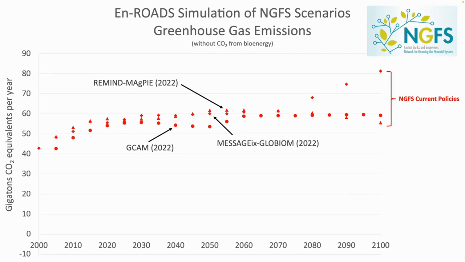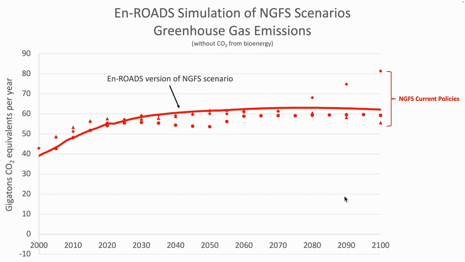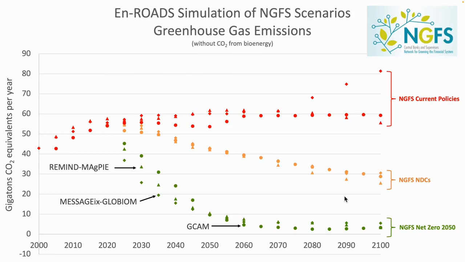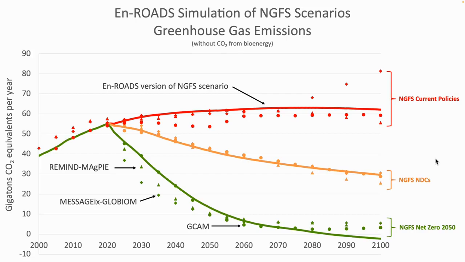We see their results, we put in our scenario in En-ROADS, and we compare the two to see, is there a gap? There is a gap, we could learn from it and improve the model. Similarly, we compare against other scenarios. The orange are the scenarios where the other models are following the pledges to the Paris Agreement, the NDCs, and the green dots here are for the scenarios of a net zero 2050 scenario. We input into En-ROADS similar inputs as their models and see what is the output. Here it comes. And now you can see our results relative to theirs. We compare against the others, look for gaps, learn and improve the model, and overall build our confidence in En-ROADS.